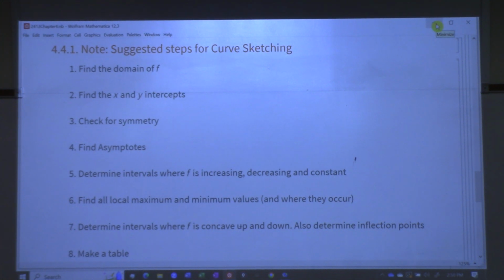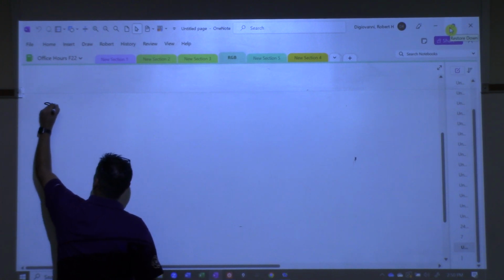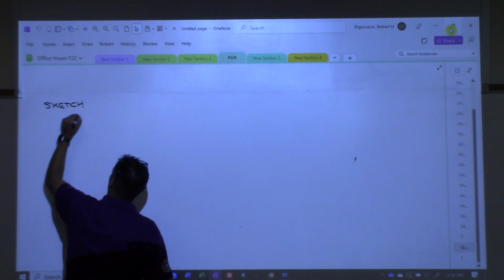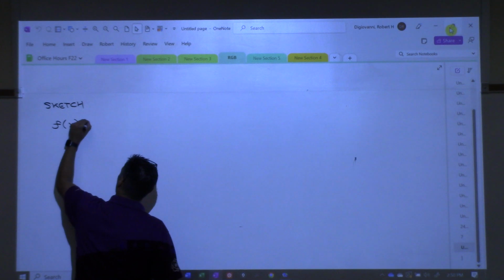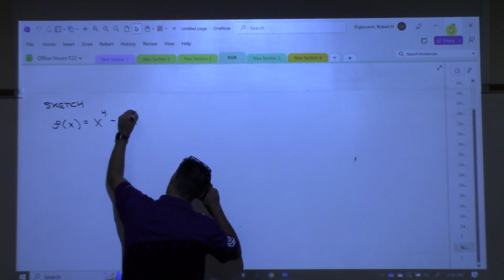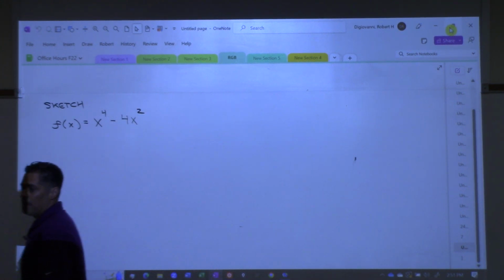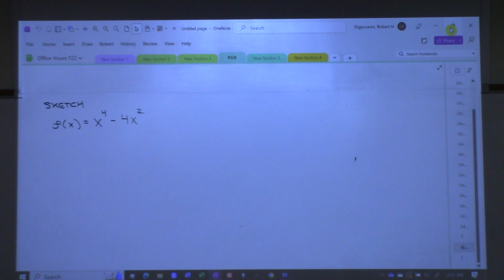So I'll refer back to these steps. Here's the instructions. I want us to sketch f of x equals x to the fourth minus 4x squared. Keeping it simple. That's going to be easy to differentiate. It's going to be easy to set it equal to 0, so we should be able to move pretty quickly through this. So I want to sketch this.